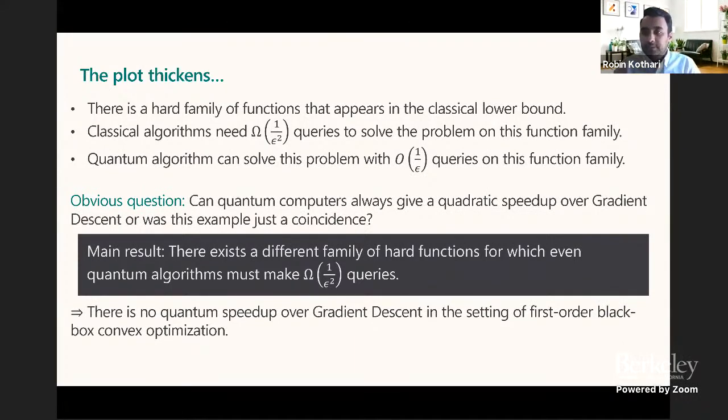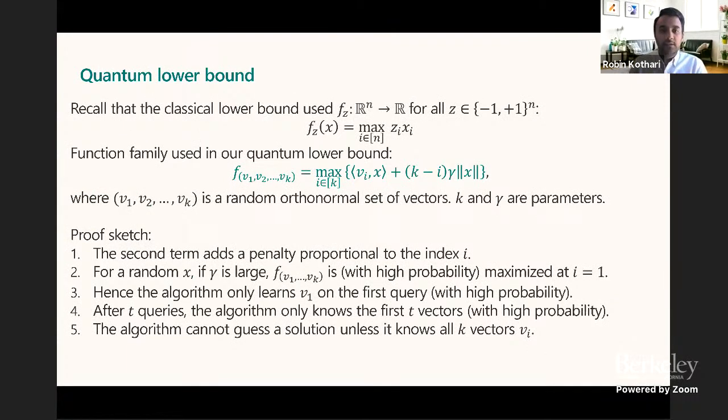Good, okay. Now that I still have 5 minutes, I can tell you a little bit about how the quantum lower bound works. I don't want to get into too many details, but I want to roughly sketch the key idea. To understand it, recall the classical lower bound: your function f_z of x was a max over i of z_i x_i. This lower bound instance doesn't work for quantum algorithms, so we're going to have to modify it in some way.